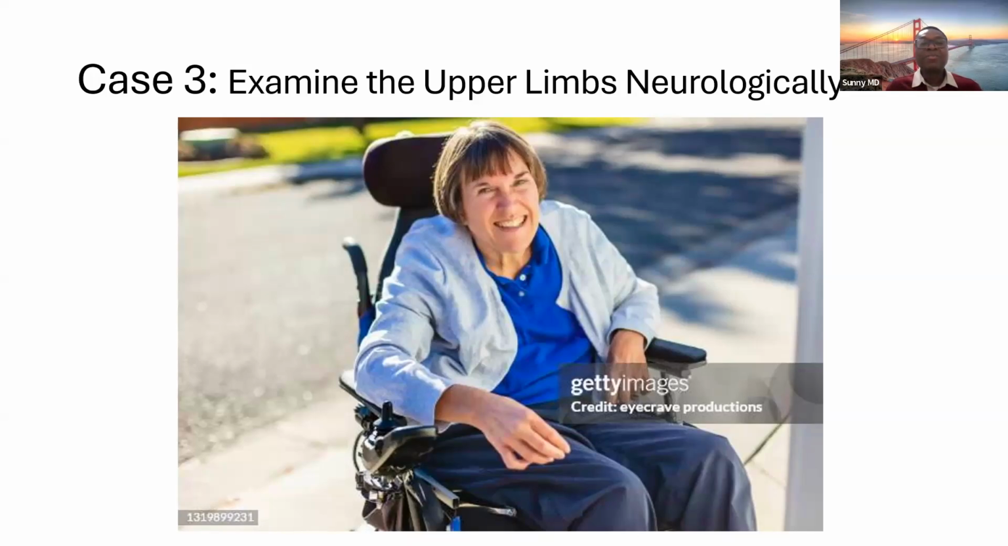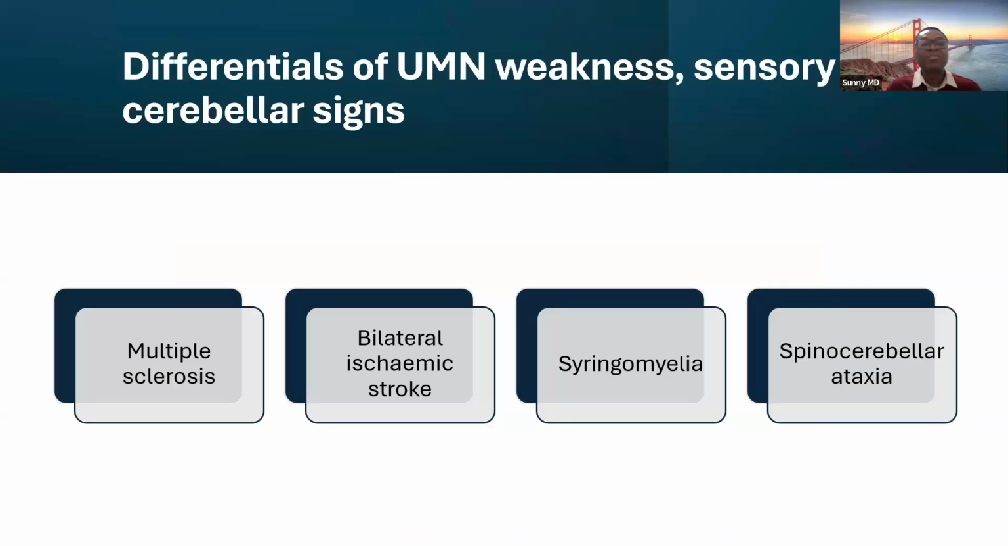Again, that's multiple sclerosis. So these differentials here were multiple sclerosis, bilateral ischemic stroke, syringomyelia, or spinocerebellar ataxia. Obviously, she must have lived that long because, if she has spinocerebellar ataxia. Just to mention, when you say clumsy, because this patient has been on treatment, some of the signs would have been blurred.